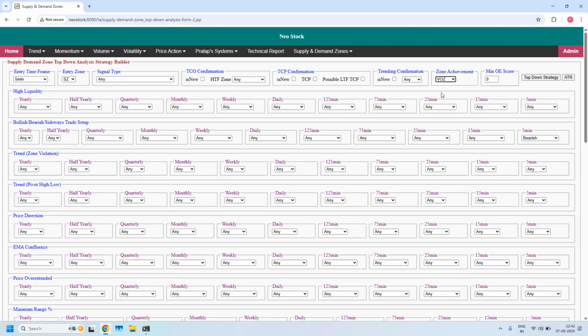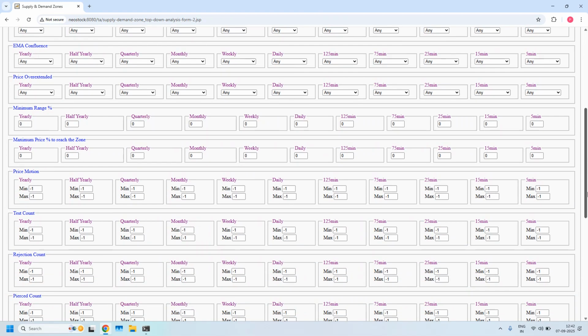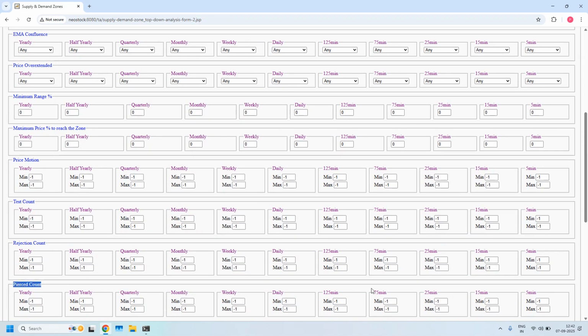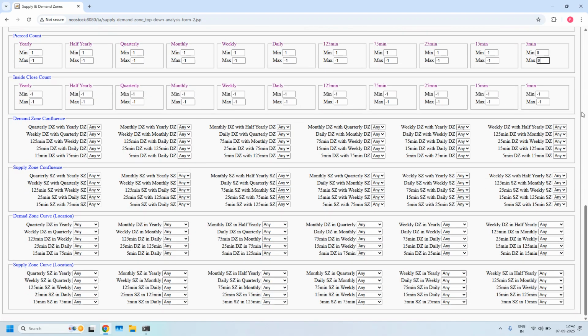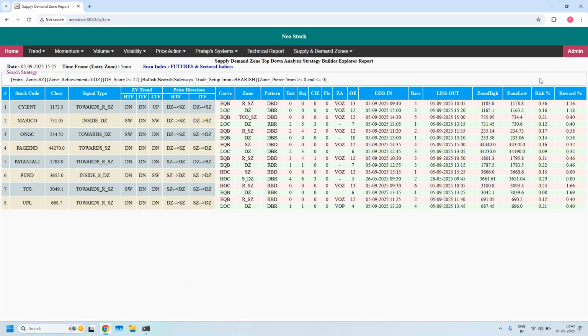Zone achievement violated opposing zone. Minimum odd and enhancer score should be 12. And also 5 minutes supply zone should not be pierced. So in the pierced count, at 5 minutes time frame, minimum value 0, maximum value 0. With these filters, we got 8 stocks. All 8 stocks are supporting bearish trade setup for hourly income trade, and entry time frame zones are 5 minute supply zones. So total we got 8 stocks.